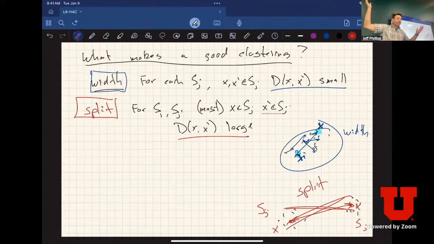Again, what do I care about here? Do I care about the minimum distance, the maximum distance, the average distance, or the distance between representative points?